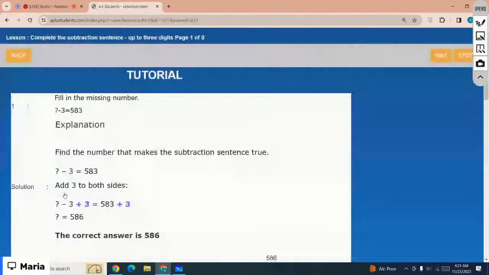Okay, find the missing number. You can see the missing number minus 3 equals 583, right? The greater number is missing, right? Because you always subtract a smaller number out of the greater one. So basically, you can add 3 to both sides. So when you add 3 to both sides, that means the missing number is 583 plus 3 equals 586. Let's just start with the test questions.